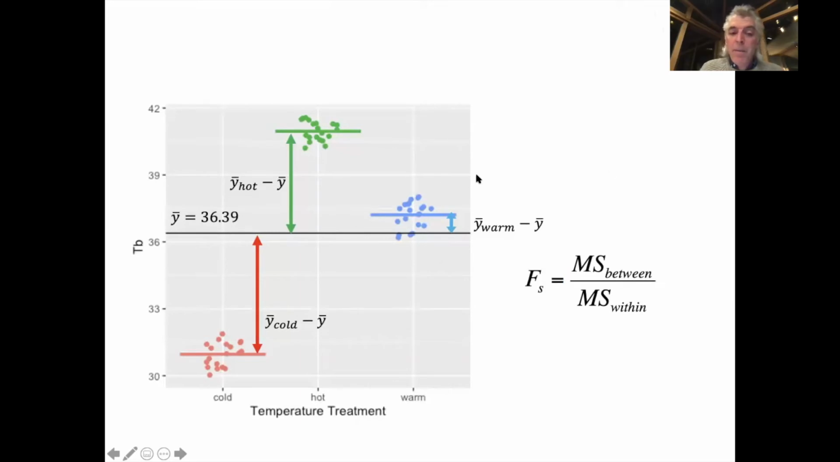So what we're really measuring is how big are these differences among sample means relative to the variability that we have within each of these sample means. The higher the signal to noise ratio, the larger the F value. So the bigger the differences among means, the larger the F. The smaller the variation within samples, the larger the F.